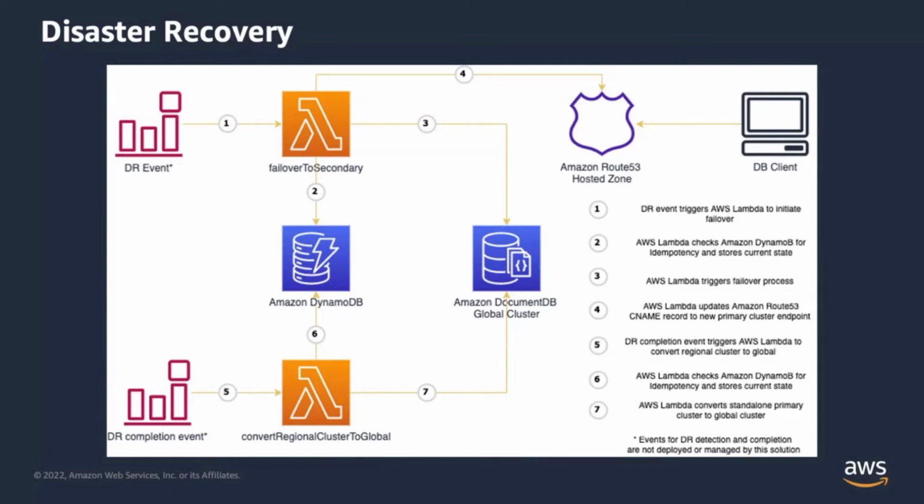After this first Lambda function completes, you're back in business, right? In less than a couple of minutes, your applications are continuing to talk to the newly promoted cluster. So there is no more disaster situation. You can define when that event is really complete, and then trigger a second Lambda function, which is convert regional cluster to global.